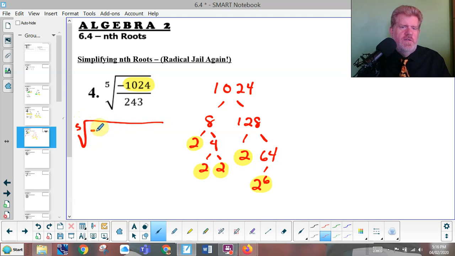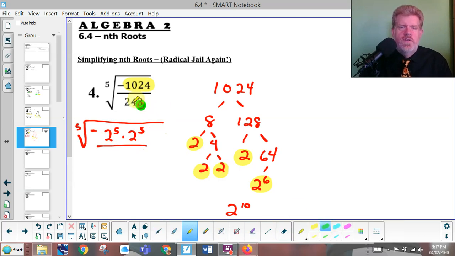There's a negative. Now, do you want to write down all 10 of them? 2 times 2 times 2 times 2 times 2. No. Let's put them in groups of 5. So would you agree that when all said and done here, I've got 2 to the 10th power: 6, 7, 8, 9, 10. I have 2 to the 10th power. Well, wouldn't that be the same as this? Two to the 5th times 2 to the 5th is 2 to the 10th. Remember, you add the exponents. Okay. Hold that thought.